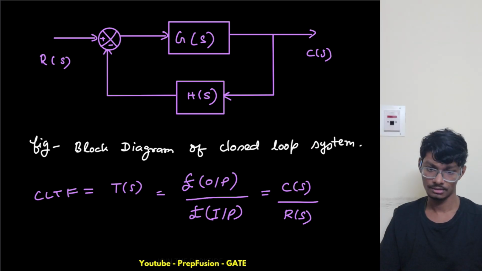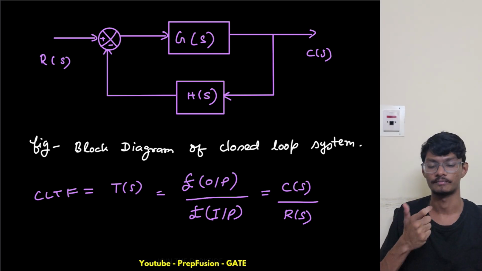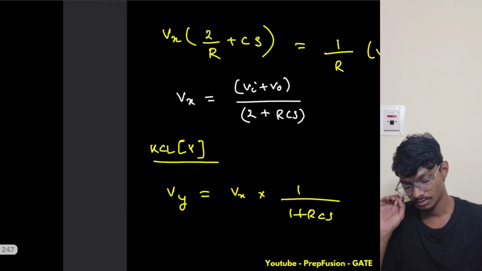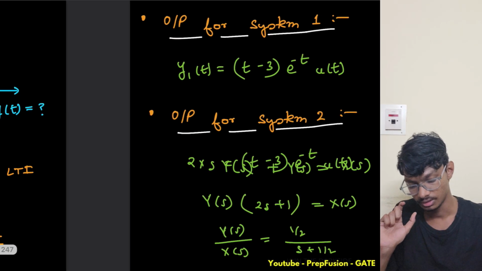Okay, so yeah, this is the closed loop transfer function. I'm not writing the full form. So what did we study in this lecture? Firstly, we learned about the transfer function.